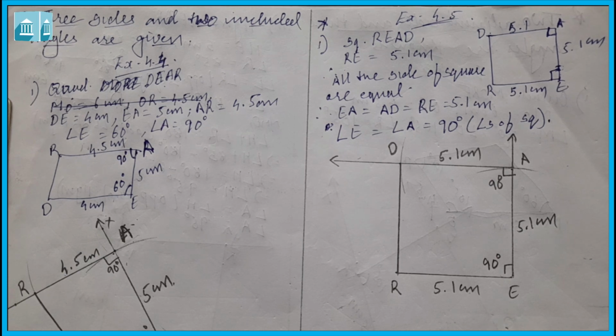Then in question number 3 also, a rectangle we have to draw, so with the help of this property we can draw the rectangle. In question number 4, a parallelogram we have to draw, that also you can do by yourself. So here we end our exercise 4.5 and we also end chapter 4. The remaining questions you have to do by yourself. Thank you.